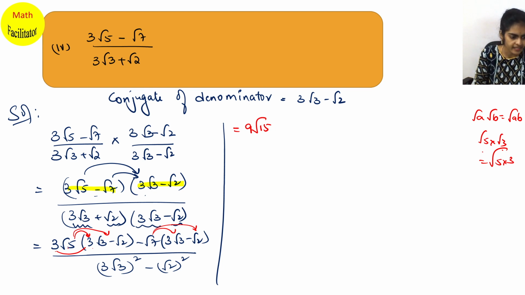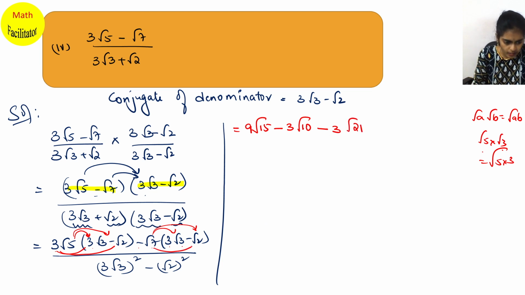Okay, and now 3 root 5 into root 2. So minus, I have a minus here in between, write minus 3 root 5 into root 2 gives me root 10. Okay, and now this is finished. Now let us write it here. So root 7 into 3 root 3. So I have minus here, so write minus 3 into root 7 into root 3 gives me root 21.